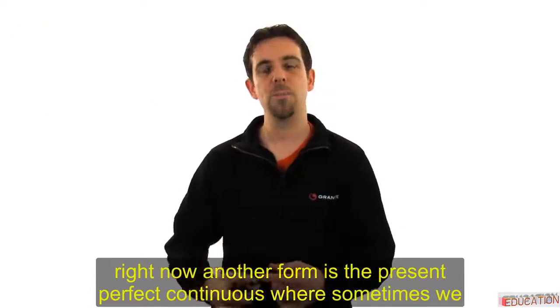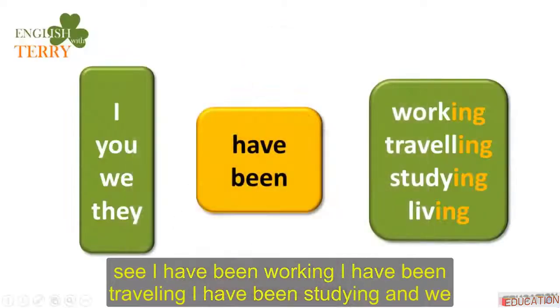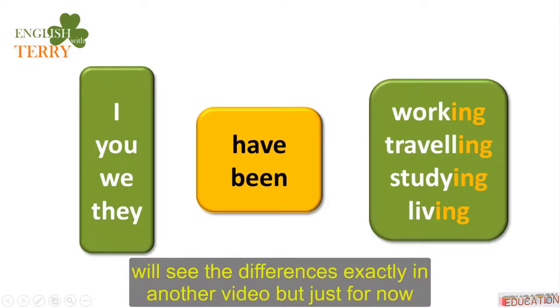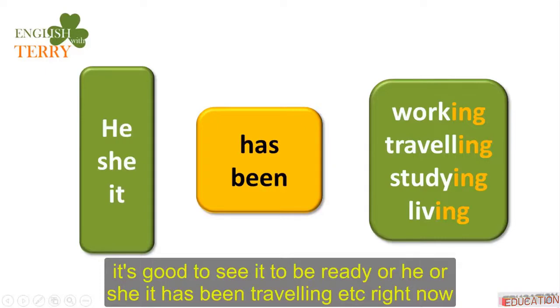Now, another form is the present perfect continuous, where sometimes we see I have been working. I have been traveling. I have been studying. And we will see the differences exactly in another video. But just for now, it's good to see it to be ready. Or he or she, it has been traveling, etc.